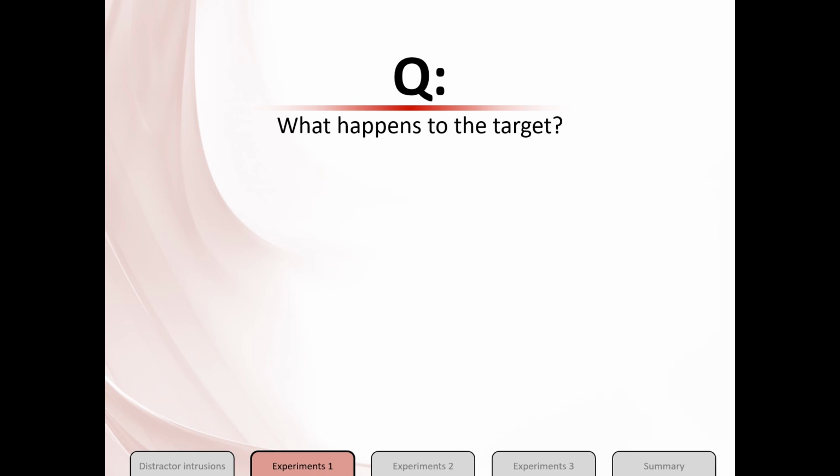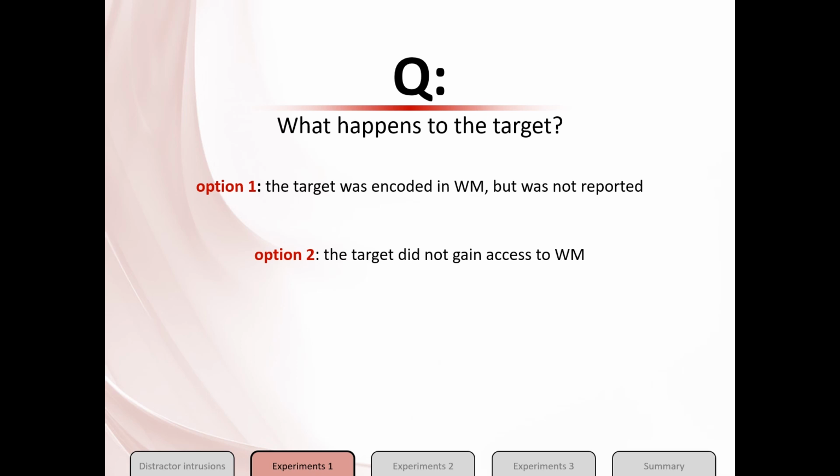The main question we wanted to ask following that study was, what happened to the target? That is, on trials where participants reported the distractor, what was the fate of the target? One option is that the target was encoded in working memory, but was not reported. So even though both items were encoded, the distractor was mistaken to be the target. The other option is a bit more radical, as it suggests that the target did not gain access to working memory. So in other words, one account suggests that a competition between a target and a distractor occurs only at a post-encoding stage, and the other suggests that the competition prevents the target from gaining access to working memory.